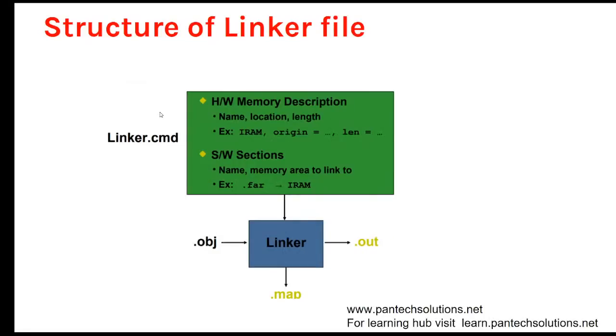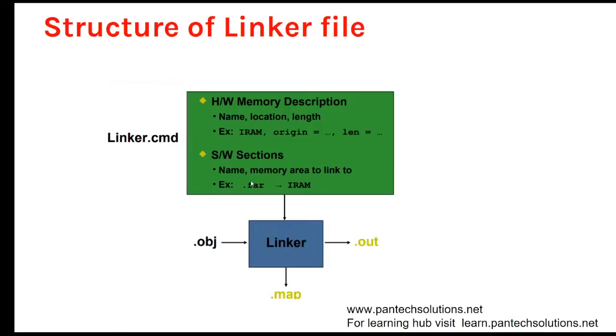Your linker file will have two categories. One is the memory description, like the types of memory you have, flash memory or SRAM or SDRAM, and the length, the starting point and the ending point, the origin. And then you have the software sections.